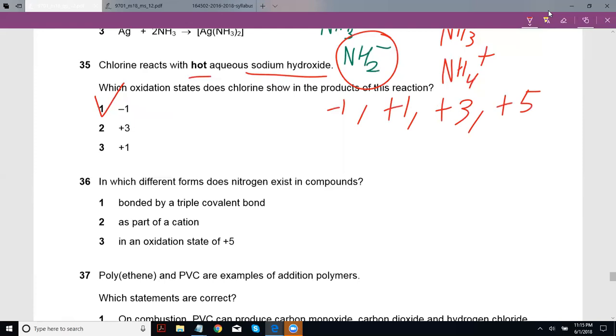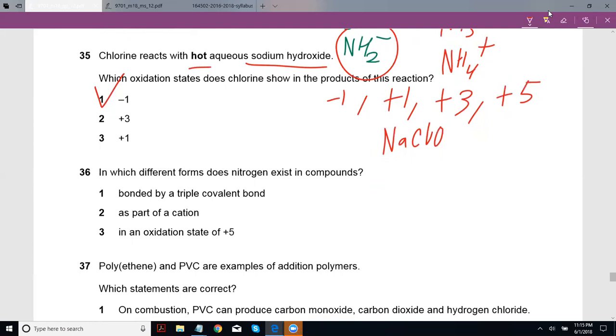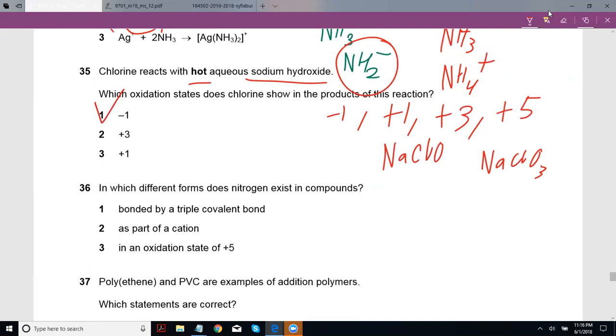As far as I remember, this was the disproportionation reaction. So -1 was when it formed a product as NaCl. And when it formed NaClO, if I remember correctly, the oxidation state was +3. No, it was +1 once again. So NaClO. And when it formed NaClO3, then it was +5. So here will be +5. So 1 is right, 3 is right.